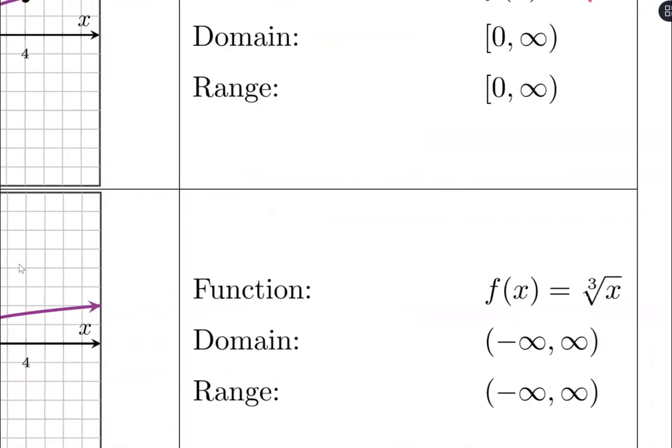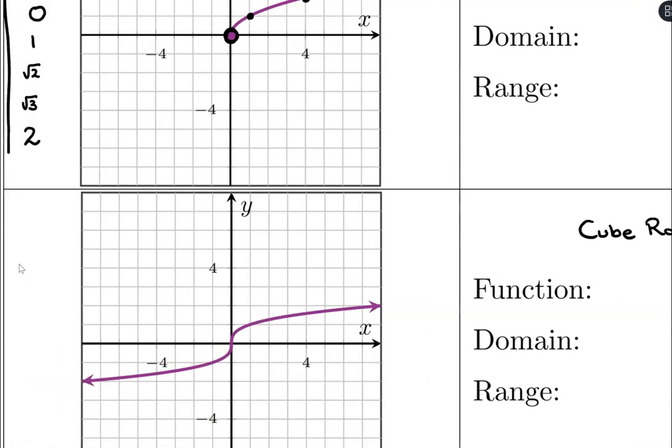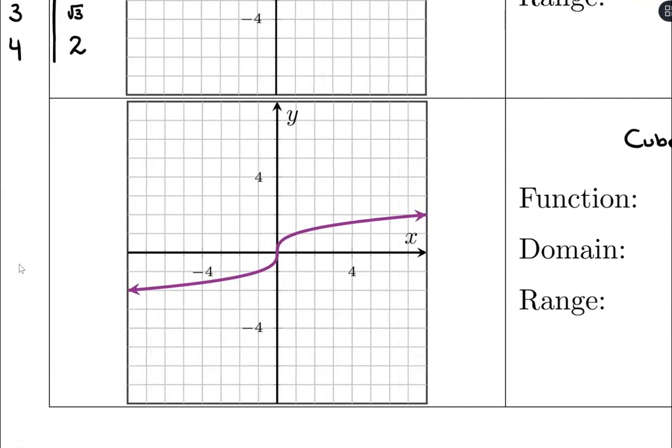Then for the cube root function, this is our cube root function, and you can see that with our cube root symbol here. So we have the 3 there along with the radical. This is going to have a domain of all real numbers and also a range of all real numbers. So this right here is our cube root graph.